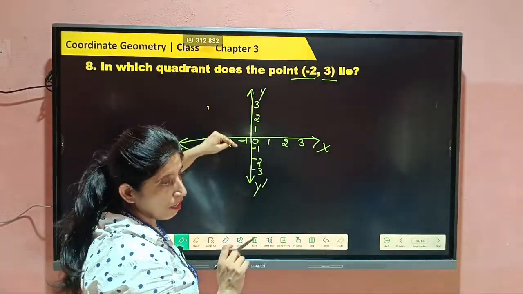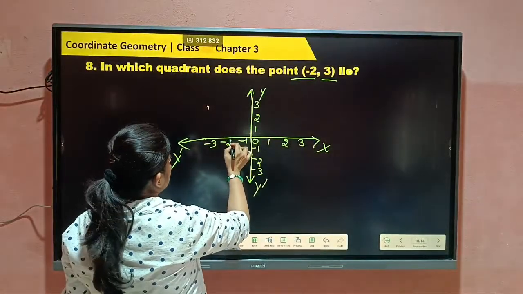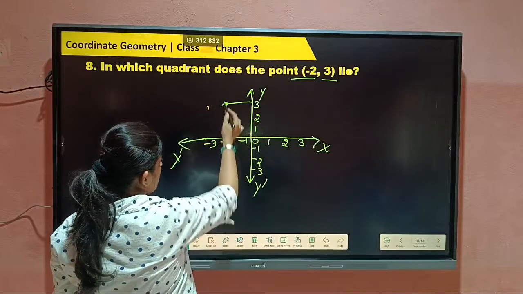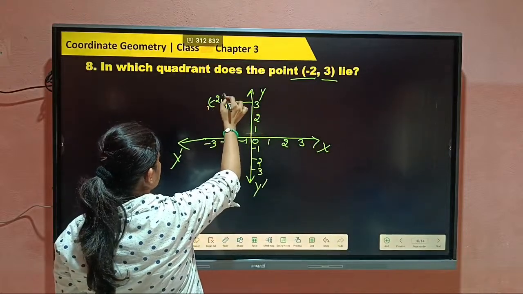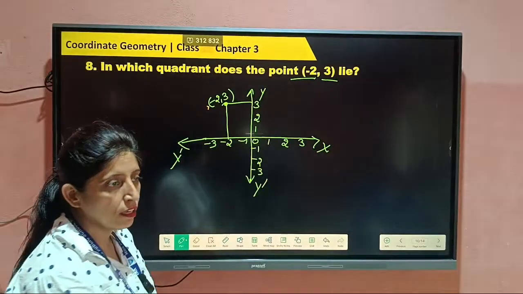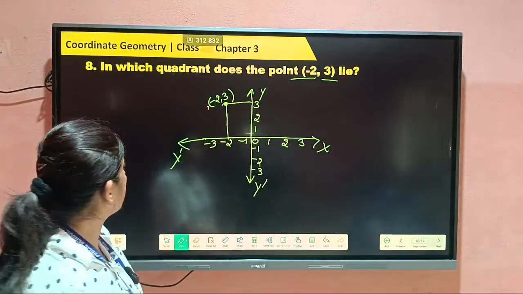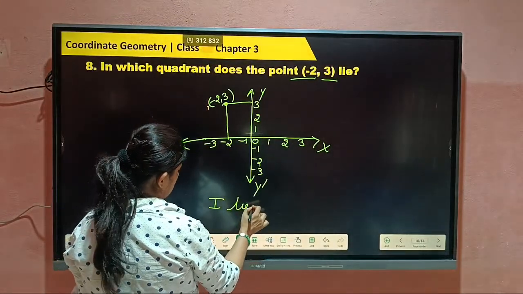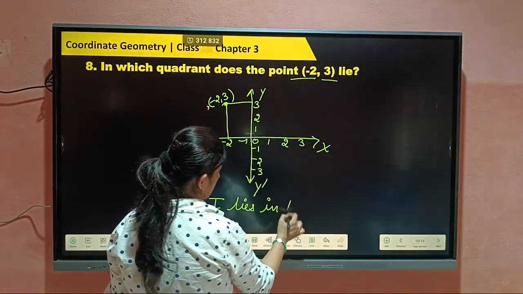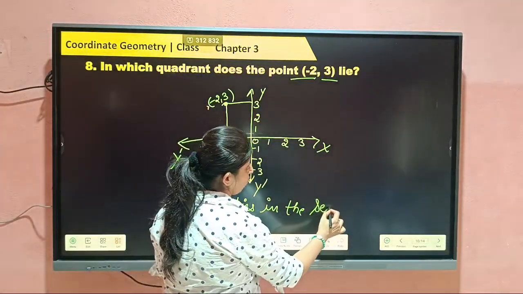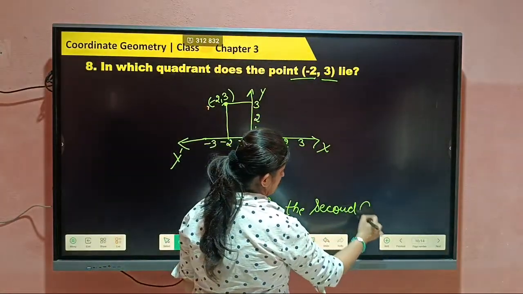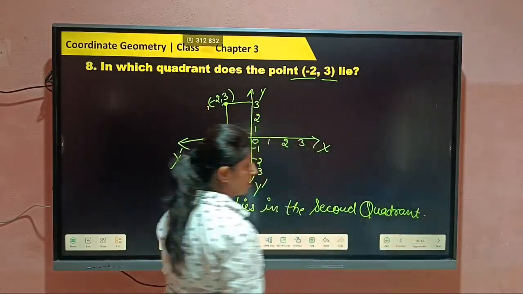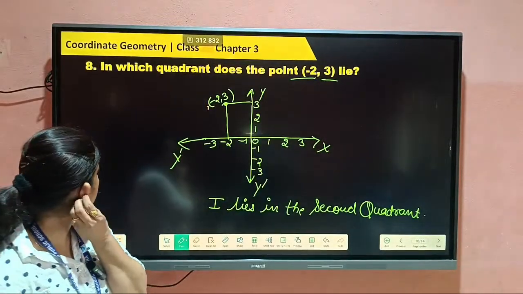It lies on the third quadrant, right? -2, 3 here. This is -2, this is 3, -2, 3. Got it? So where is it lying? It lies in the second quadrant. I think it is clear to all, right?